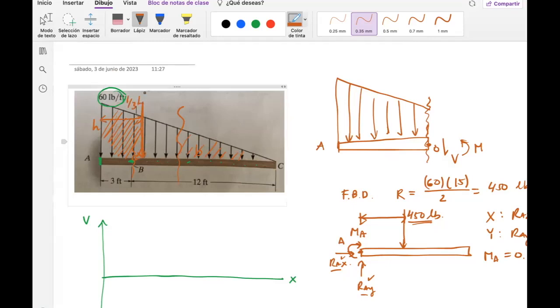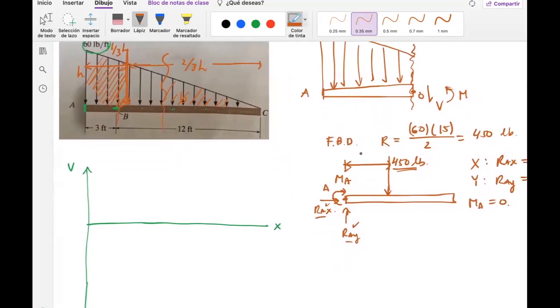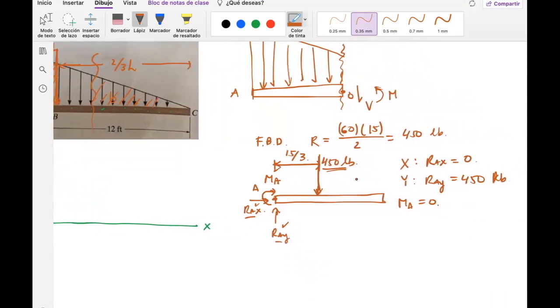So this is 1/3 of the whole beam. And if you want to know how much would be displaced, it's 2/3 of the whole beam. In this case, the whole beam is 15. Therefore, this thing is 15 divided by 3. That's the distance where I will find this resultant force due to the triangular distributed load.